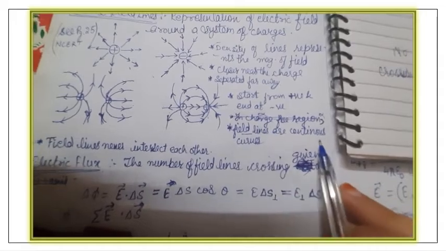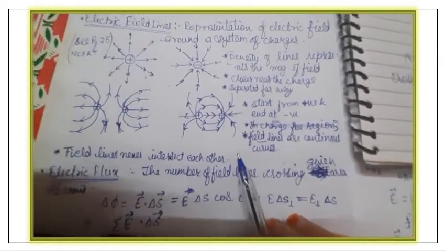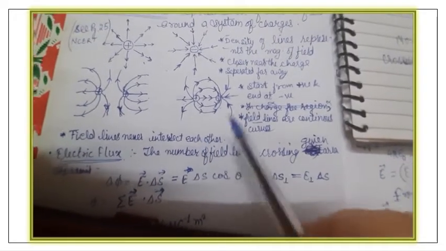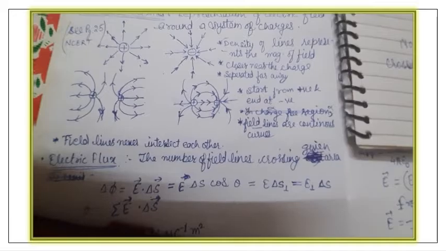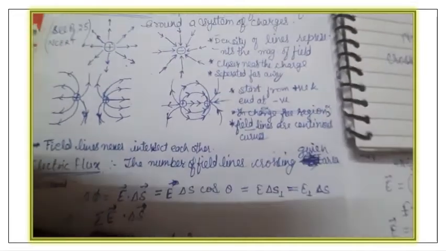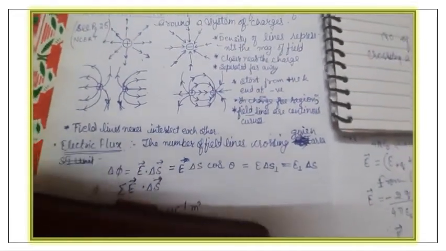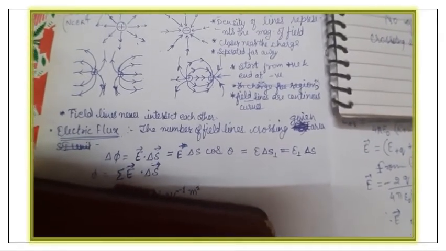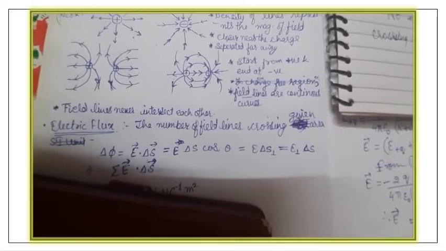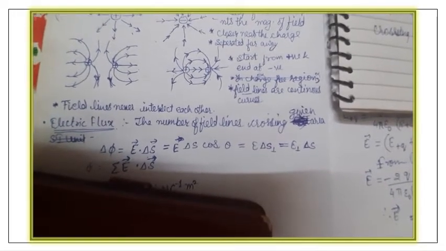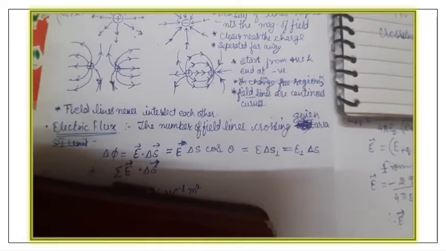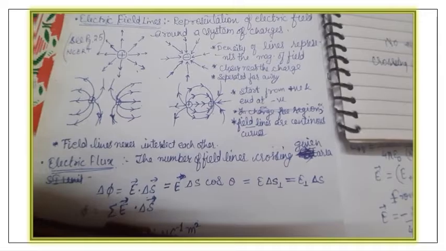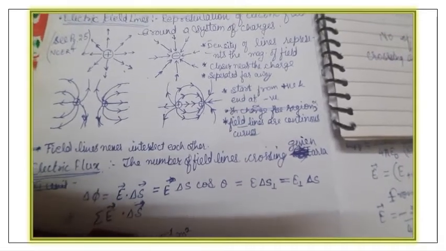Next, field lines are continuous curves, just like magnetic field lines. And field lines never intersect each other. You have studied in class 10th that magnetic field lines do not intersect each other. The reason is that if they did intersect, then at a given point we would obtain two different directions of field, which is not possible. So the electric field lines do not intersect each other. This is another property.